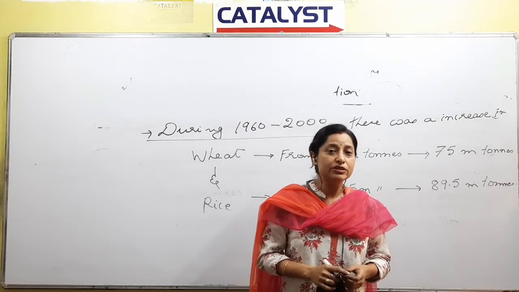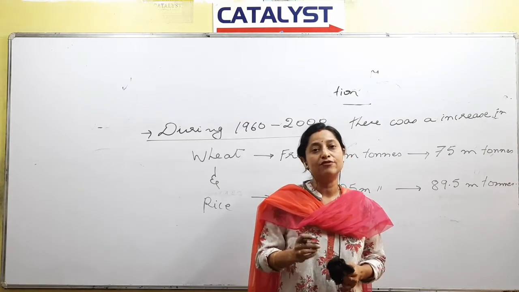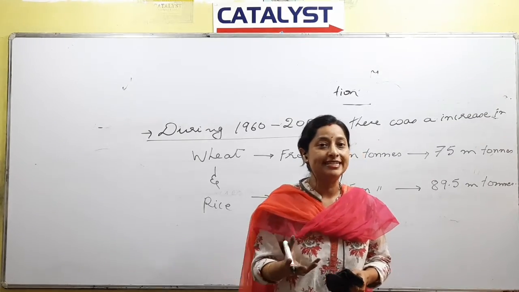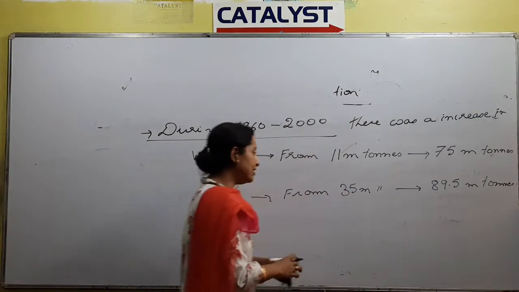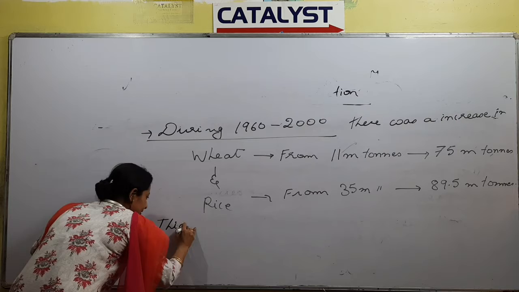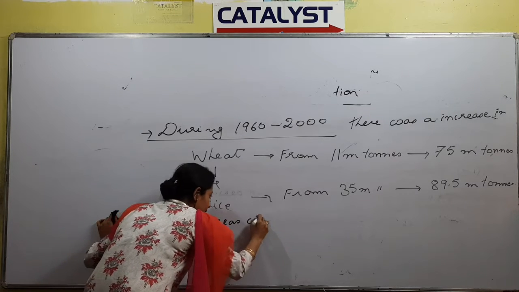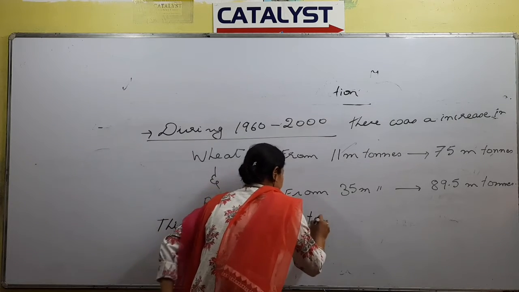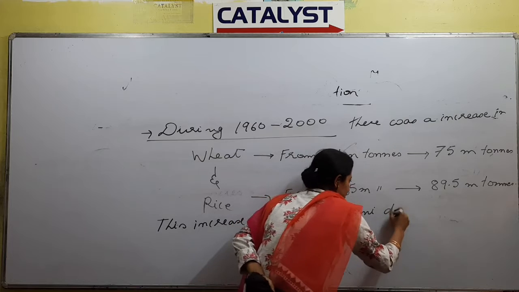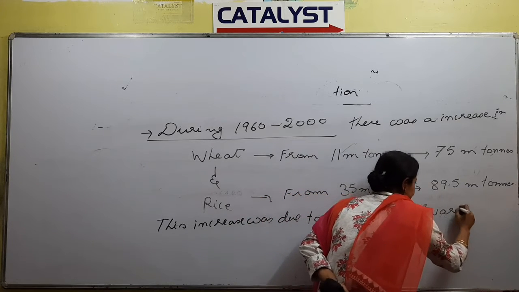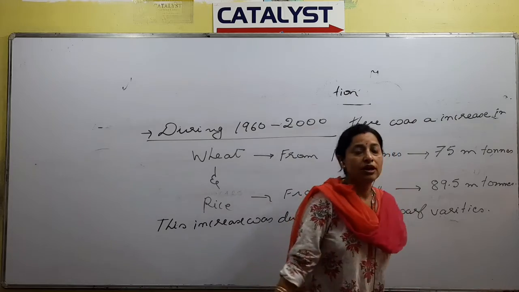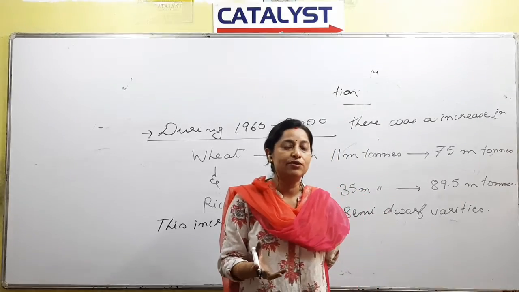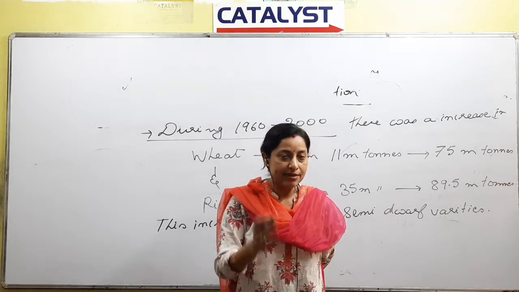Now we have to talk about the contribution of that particular gene or plant, that is called a semi-dwarf variety, right? This increase was due to the introduction of semi-dwarf varieties. So what did humans do? They developed some new varieties of wheat and new varieties of rice. They called them semi-dwarf varieties. Dwarf is something that we understand, right?